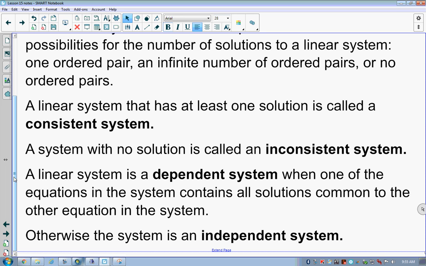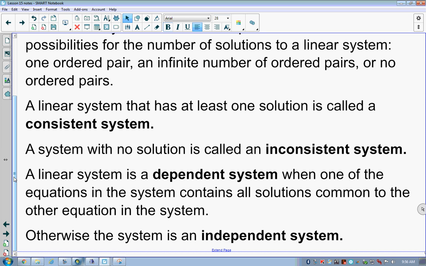A linear system is dependent when one of the equations in the system contains all solutions common to the other equation in the system. Essentially, what you should see is this is overlapping. Overlap, where it's the same line. It's going to be a dependent system. What happens to one will be the exact same thing that happens to the other because they're the exact same line. Does that make sense?